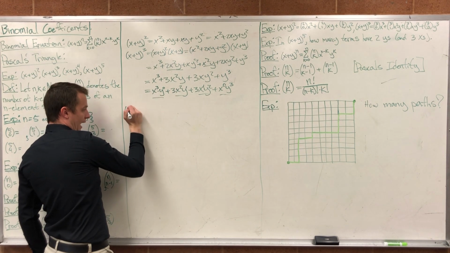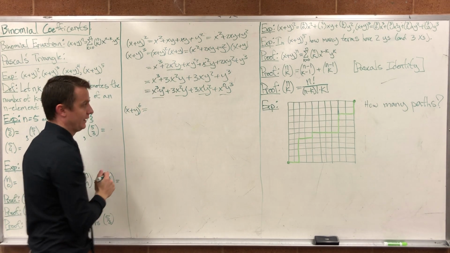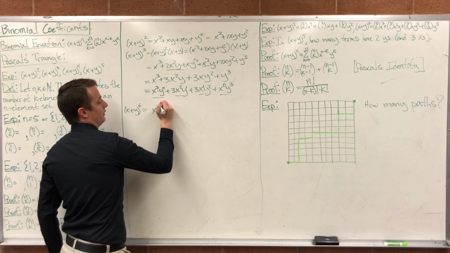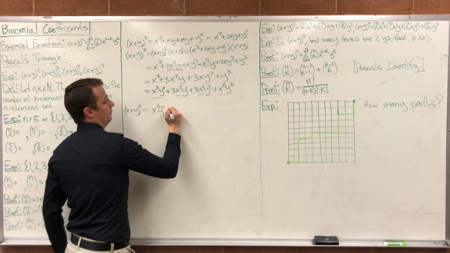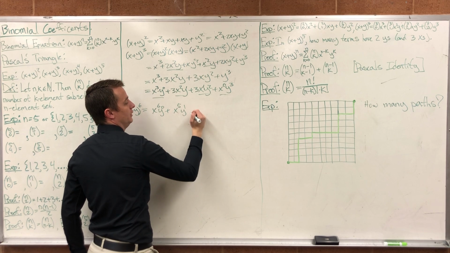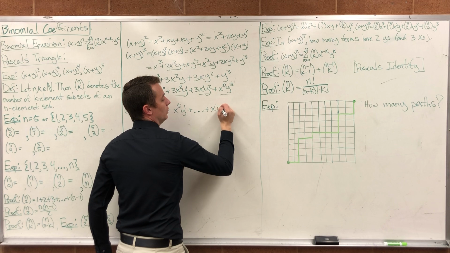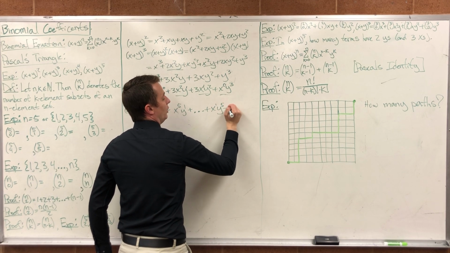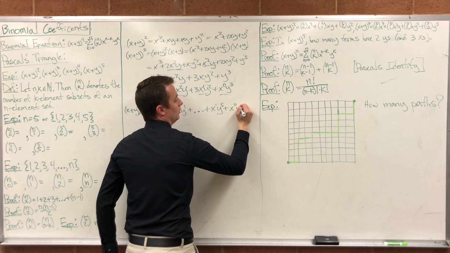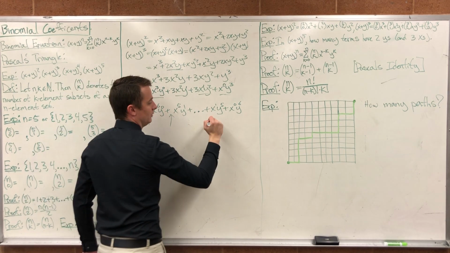So if I had to write x plus y to the 6, I know that would be some number of x to the 6, y to the 0, plus some number of x to the 5, y to the 1, plus dot, dot, dot, plus some number of x to the 1, y to the 5, plus some number of x to the 0, y to the 6. And we just need to figure out the numbers that come in front of all these things. And then we're done.